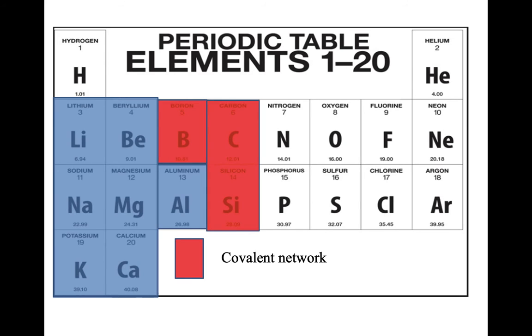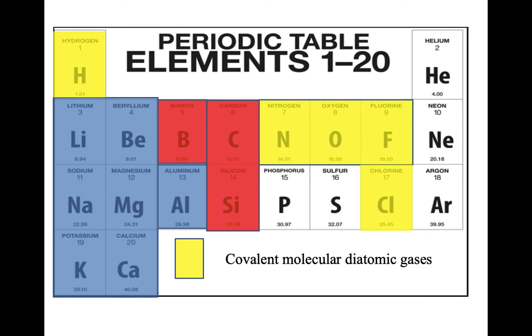You are then going to do the same for your covalent network elements. Now, your covalent network elements are carbon, boron and silicon. So pick a second colour, colour those in and add that to your key. You are then going to pick out your covalent molecular diatomic gases. They are hydrogen, nitrogen, oxygen, fluorine and chlorine.